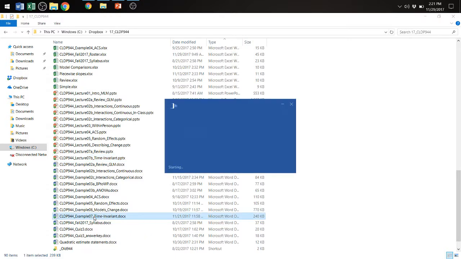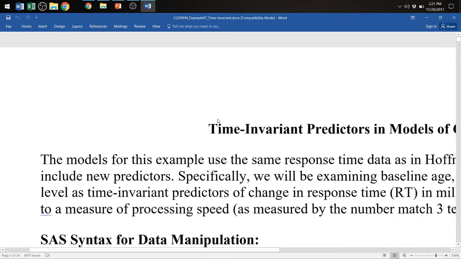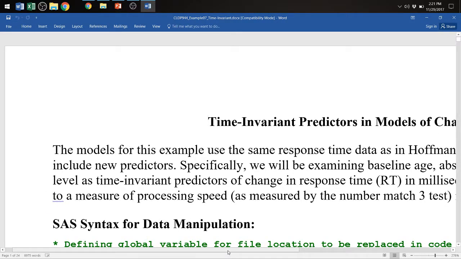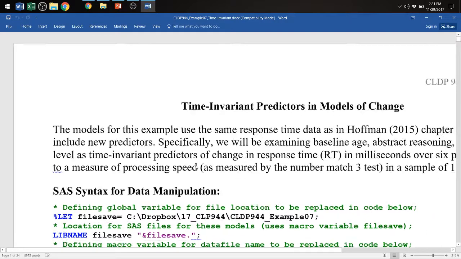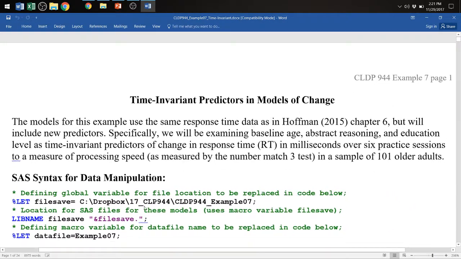Example 7 I have on deck for you. This is not in the book, by the way. This is building on the same data that we've been playing with, the practice time data, but this is not in the book. Chapter 7 in the book is different data. So this will be a third example, I think, for you to follow.